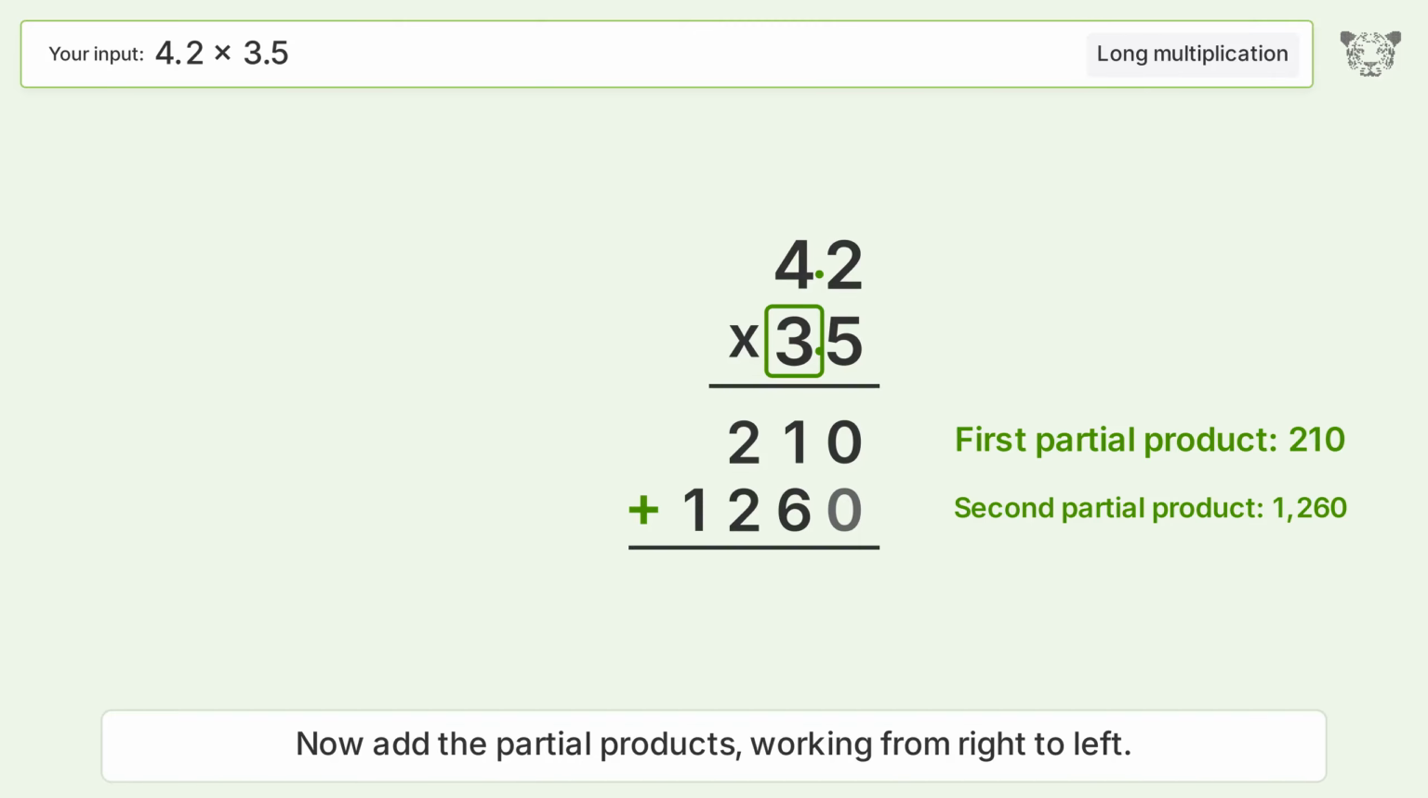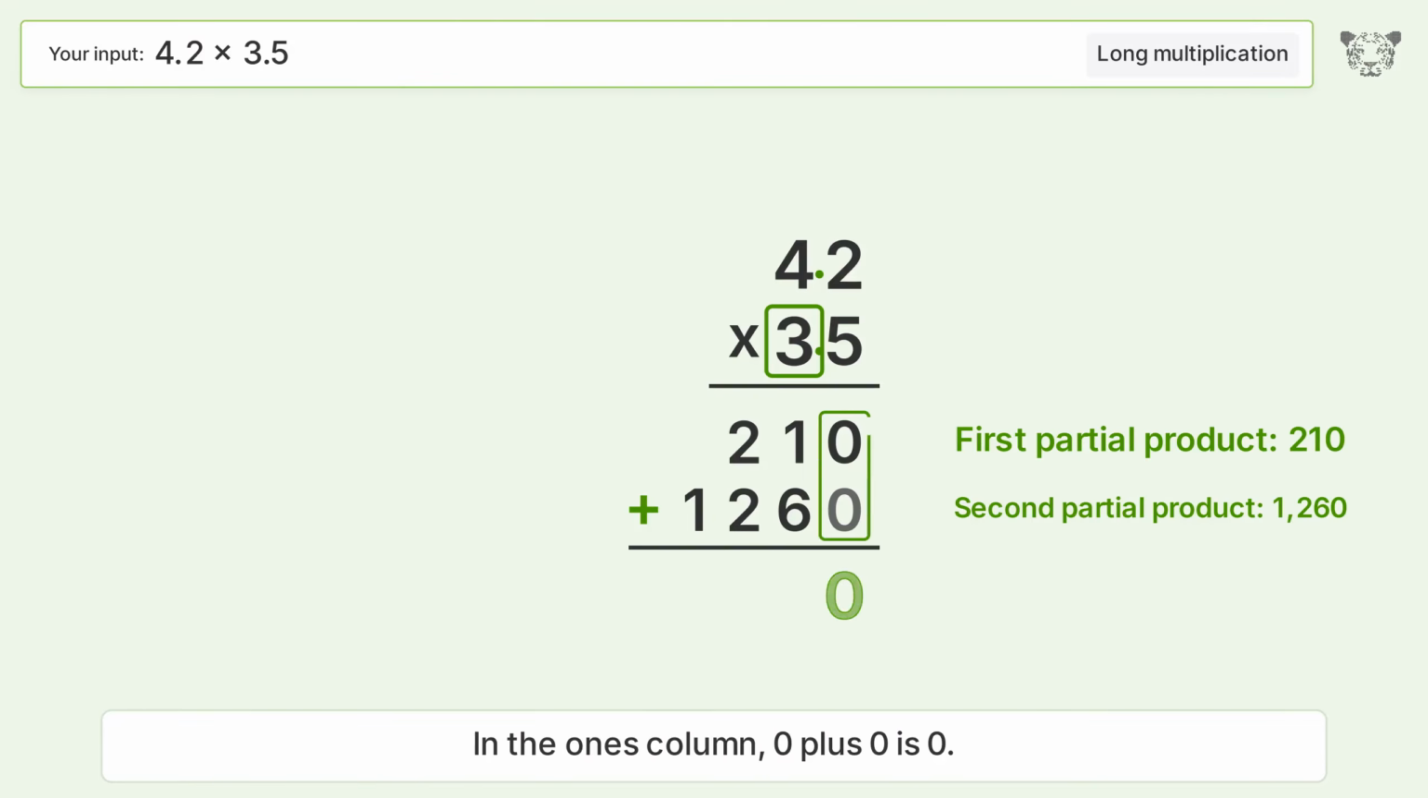Now add the partial products, working from right to left. In the ones column, 0 plus 0 is 0. In the tens column, 1 plus 6 is 7. In the hundreds column, 2 plus 2 is 4. In the thousands column, bring down 1. The product of the whole numbers is 1470.